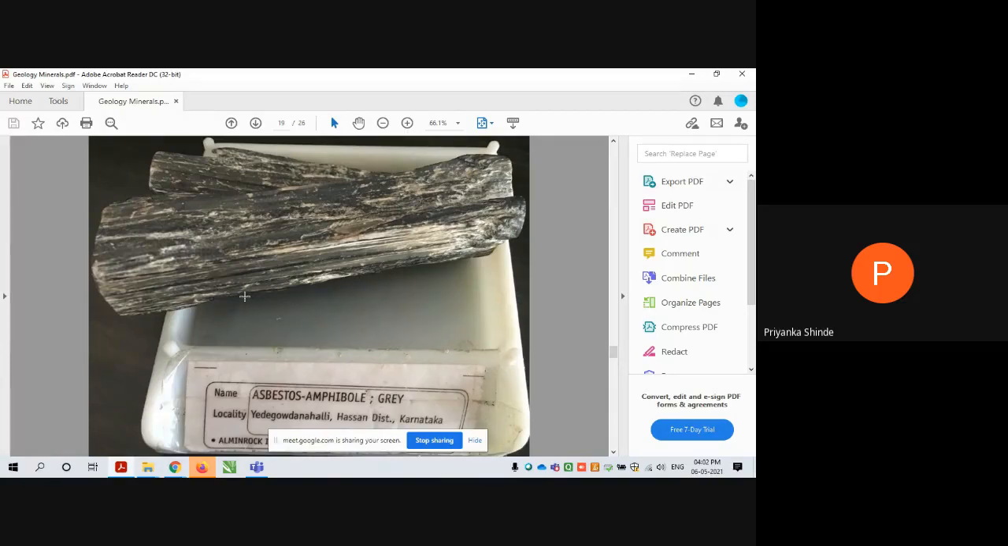The main use of asbestos is as a thermal insulator. It is a fireproof material. So in your refrigerators, ACs, ovens, it is used as a lining. Even in chemistry labs, asbestos sheets will be placed on your table, because they don't catch fire, right? So these are used as fireproof material. These minerals are also used in the textile and ceramic industry. So that is the important use of asbestos.